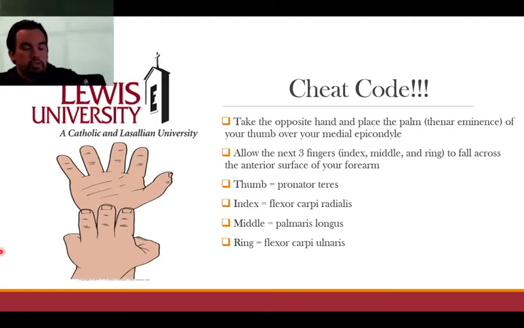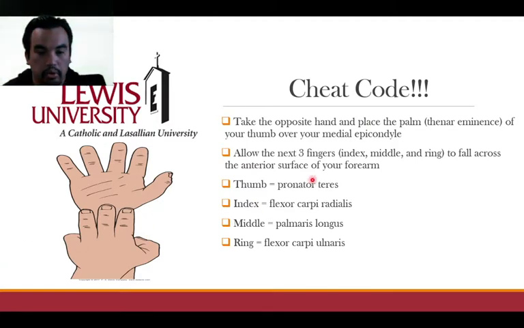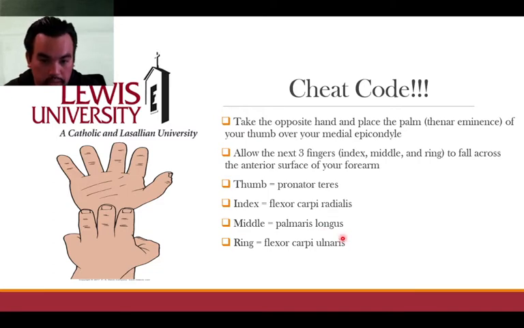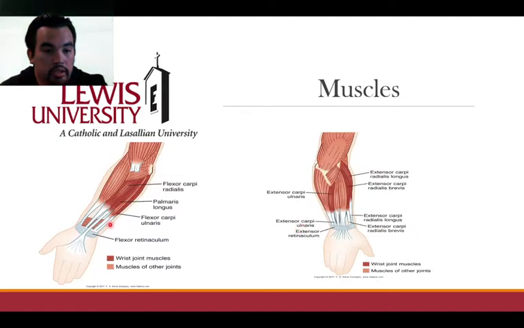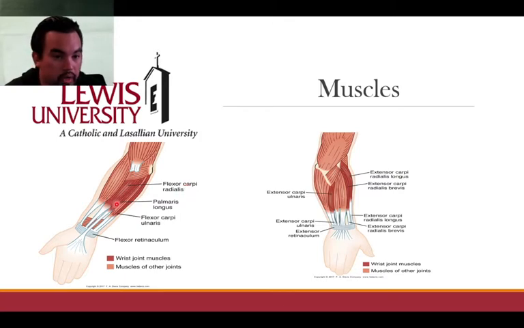It lets you kind of see where those muscles are going to lie. So that thumb is where that pronator teres would be. The index finger would be your flexor carpi radialis. Your middle finger would be your palmaris longus if you have it, and your ring finger would be your flexor carpi ulnaris. So you can see here the giant arm man here. You can see here the flexor carpi radialis comes along there, the palmaris longus there, flexor carpi ulnaris there, and our flexor retinaculum. And then on the back you see the extensors there as well.